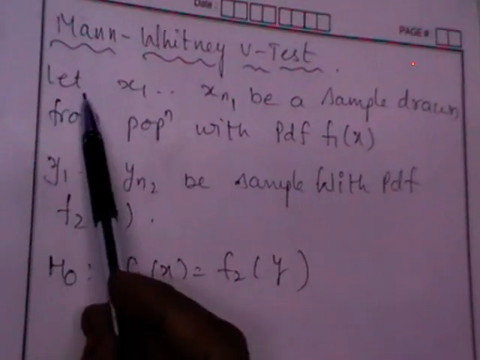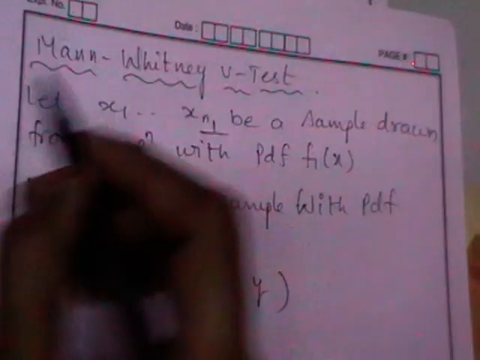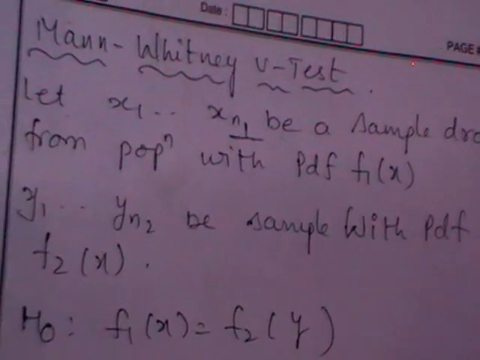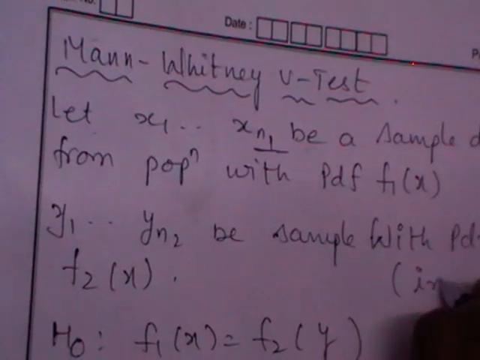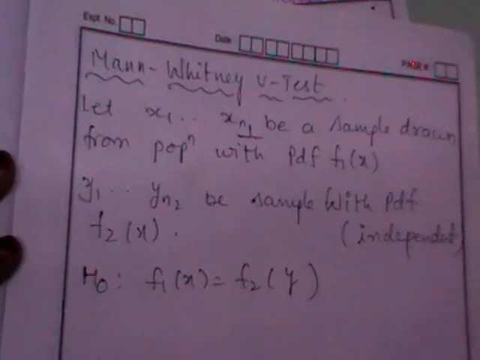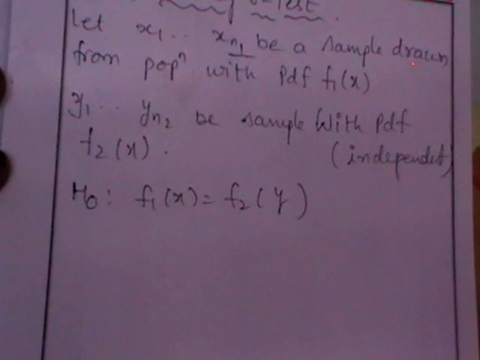Here we are going to draw two samples. If I write N1 and N2, we are considering two samples of different sizes, N1 comma N2, and those are called independent samples. Whenever we have an equal number of observations, we call those paired samples. This Mann-Whitney test is for independent samples.